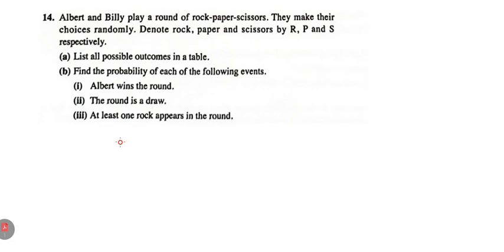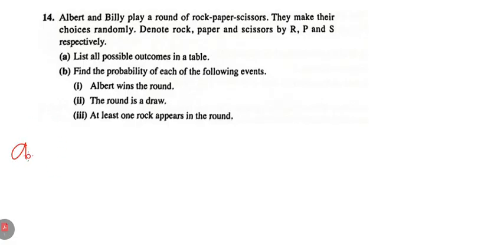Albert and Billy play a round of rock, paper, scissors. They make their choices randomly, denoting rock, paper, and scissors by R, P, and S respectively. Now, let's go find out. The first thing we're going to do is list all the possible outcomes in a table.